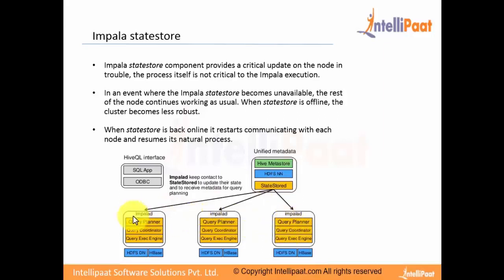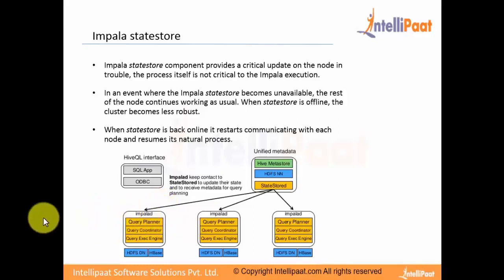Now what this state store D daemon does is coordinate with all the 3 Impala D nodes. It takes the status from the first Impala D node and relays the status of this Impala D node to the other 2 nodes, and does this kind of processing with the other nodes present in the cluster as well. So every Impala D node in this particular case knows about the other Impala D nodes in the cluster.